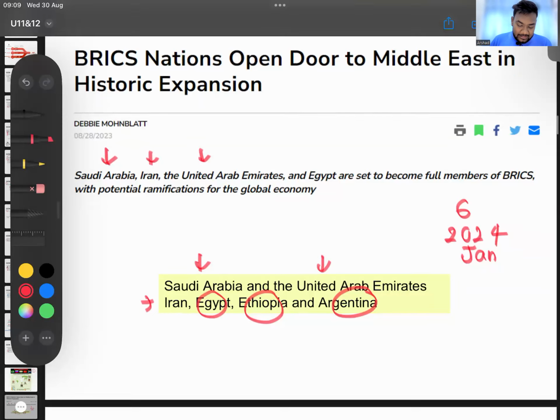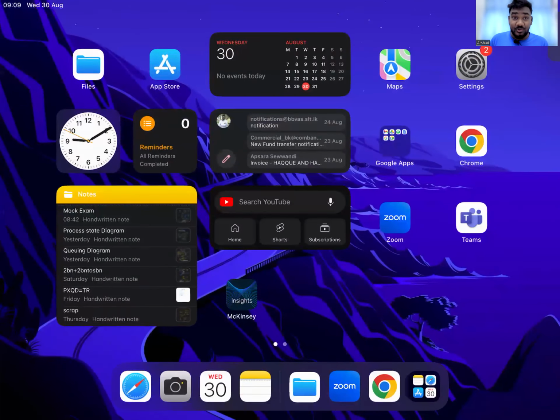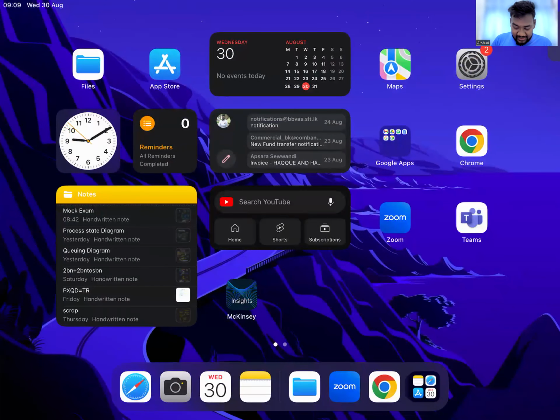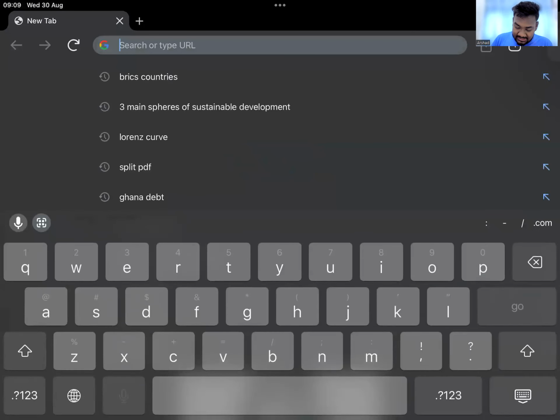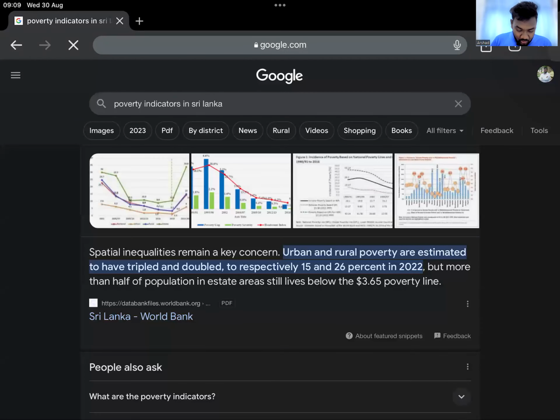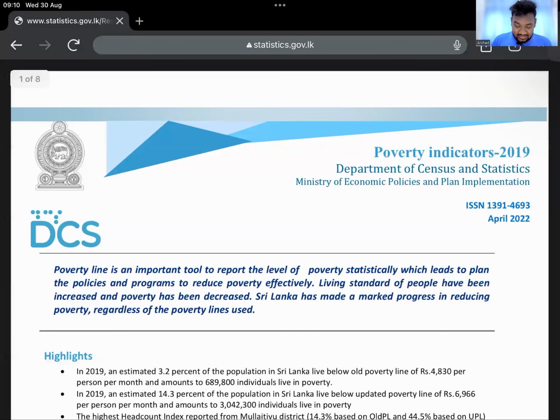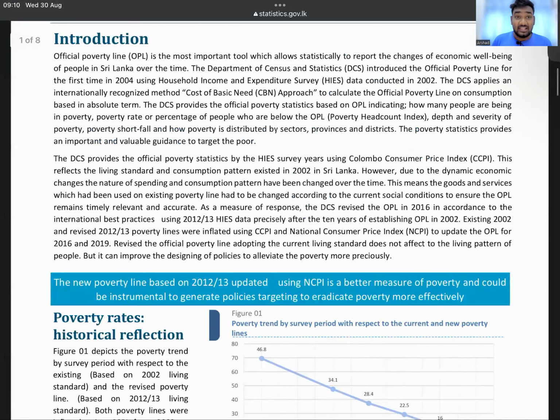Okay. Right. 50. Which of the following provinces in Sri Lanka has the highest poverty headcount index? Guys, please go through the 2019 poverty headcount survey. It's there on this. So for those who don't know how to find it, or those who will be watching the video in the future, go to search poverty indicator Sri Lanka. Go to the website of the Department of Census and Statistics. Don't go to nonsense websites. Department of Census and Statistics, right? They will open a PDF like this for you.